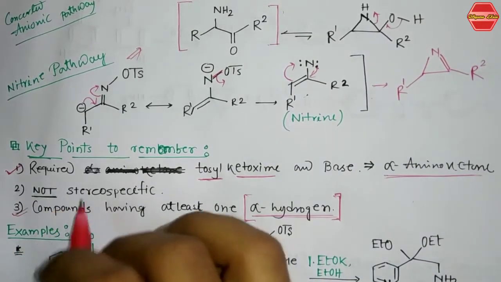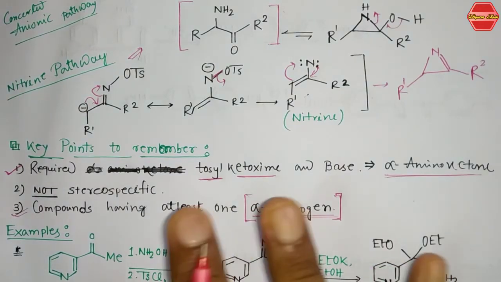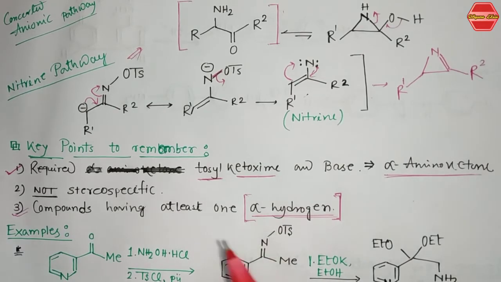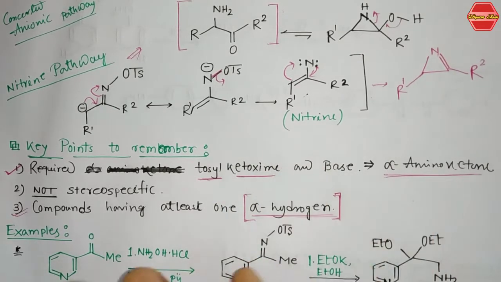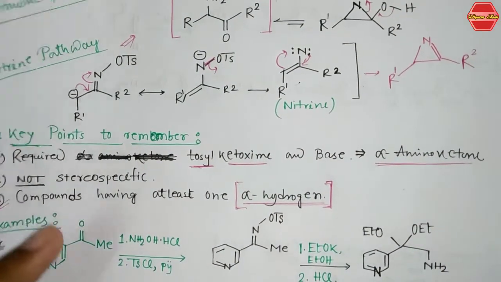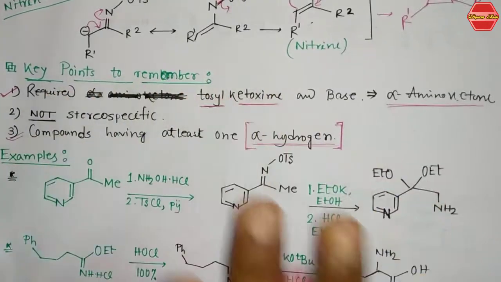Now, this reaction is not stereospecific. Why is it not stereospecific? Just because the geometry does not influence the outcome of the reaction, that is, whether we get the anti product, syn product or trans product, it will not define that much. So that is why this reaction is not stereospecific in nature. So this is all about the Neber rearrangement.